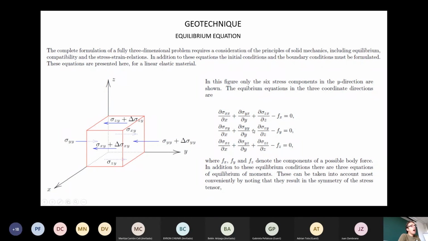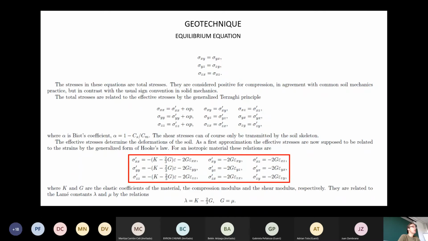If we have an element, these are the equilibrium equations, where Fx, Fy, and Fz denote the components of a possible body force. In addition to this equilibrium condition, there are three equations of equilibrium of moments. These can be taken into account most conveniently by noting that they result in the symmetry of the stress tensor. I don't want to redo all that you already did in structural engineering. If we consider the rotation as well, we have that tau xy equals tau yx, tau yz equals tau zy, and tau zx equals tau xz because of the symmetry of rotation. And these stresses are total stresses.